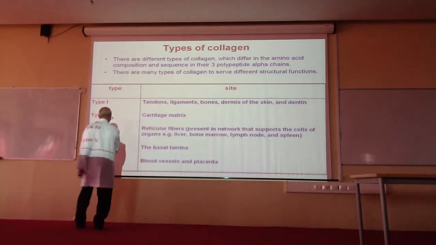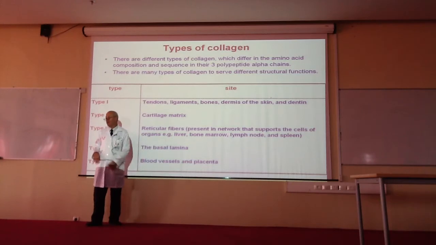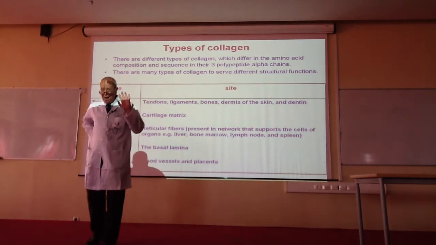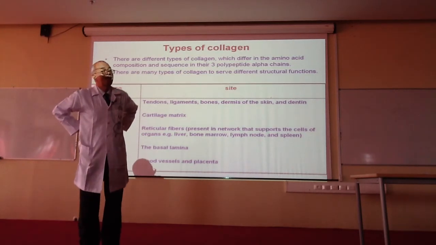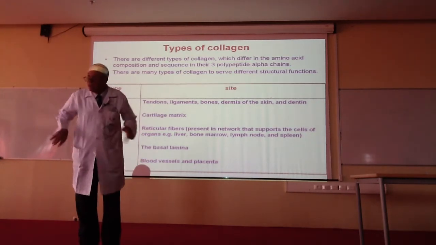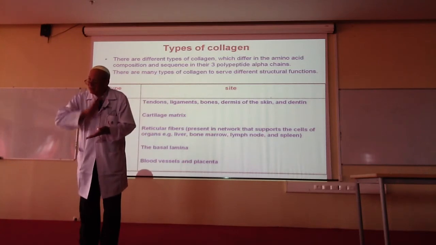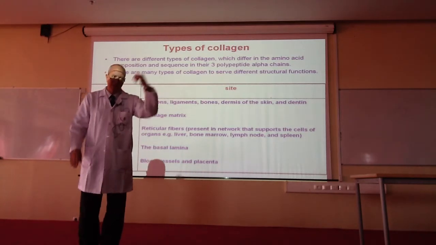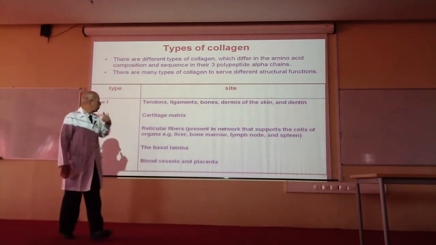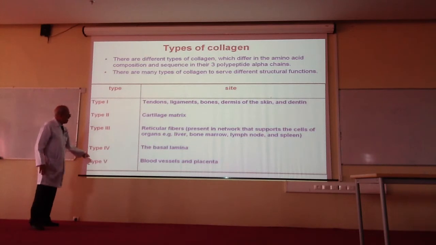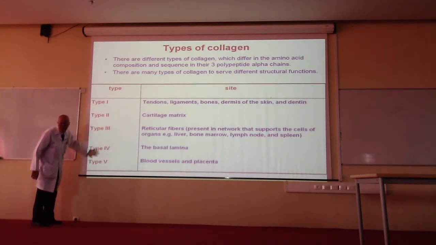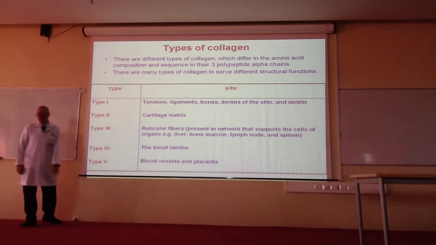Type 4 is present in the basal lamina or basement membrane. Remember, basal lamina or basement membrane. What is the basal lamina? It is present under epithelium, which it supports, and it has other functions. We'll mention it in connective tissue. Type 5 is in blood vessels and placenta. We have more types of collagen fibers, but these are the most common.